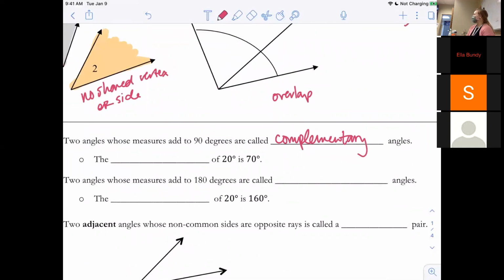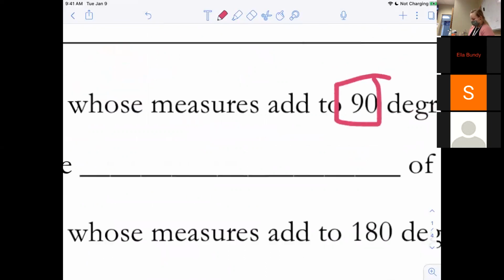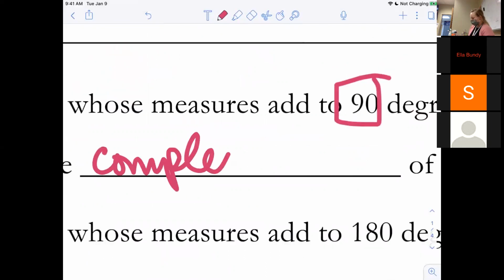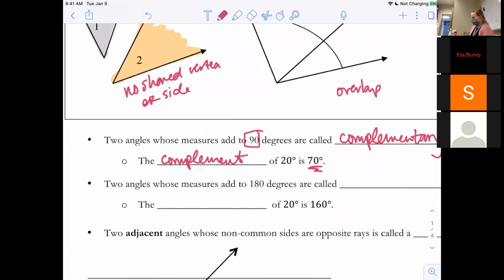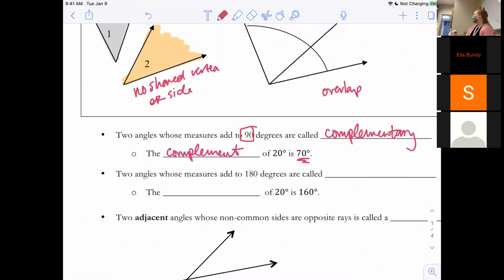Complementary angles add up to 90. And then we use it in a noun form. If I say I've got the angle 20, its complement is 70. The complement, or the angle that will make 20 get to 90, is 70. We don't really use complement that much. We talk about complementary a lot. We don't really ever say complement, but I like to bring it up now.